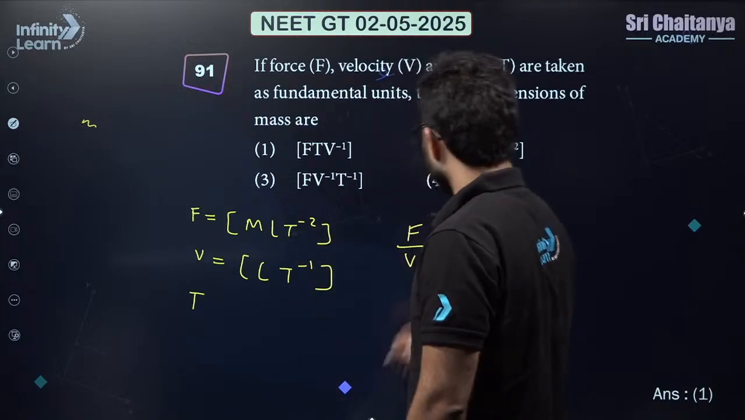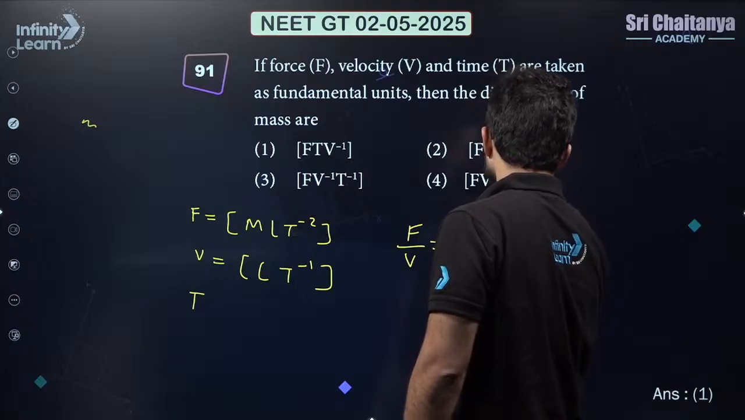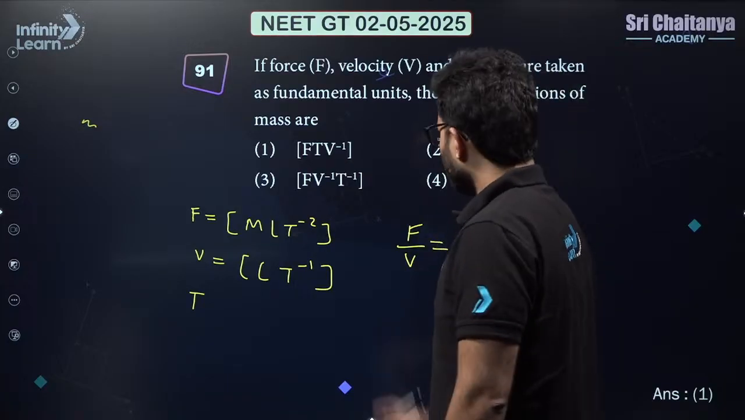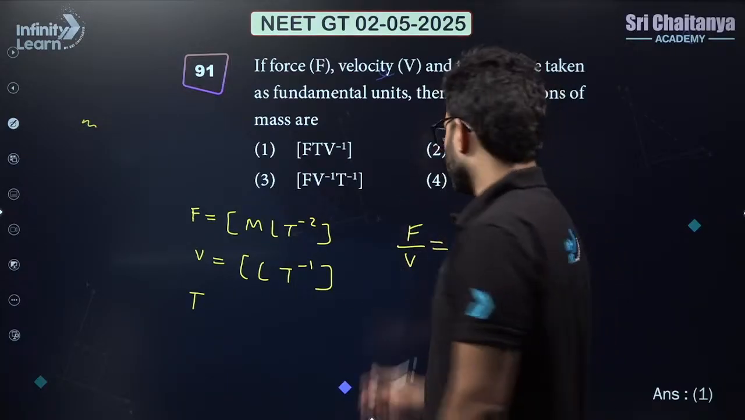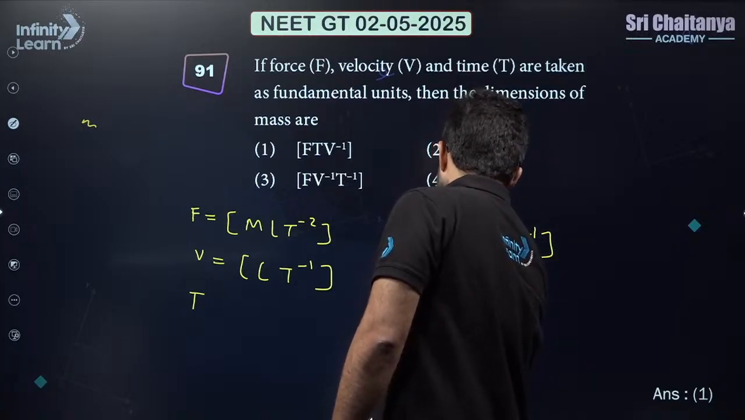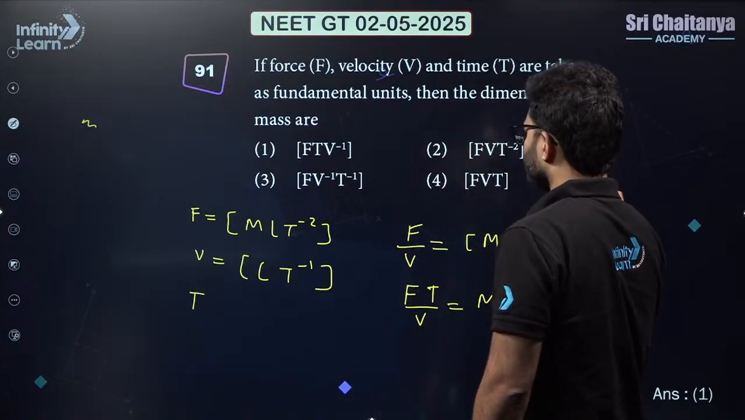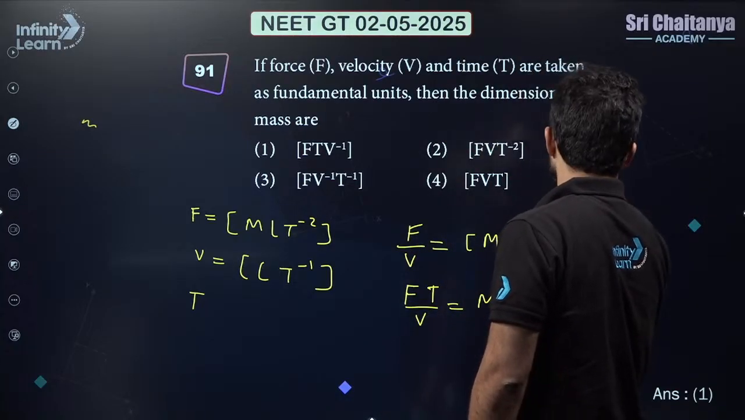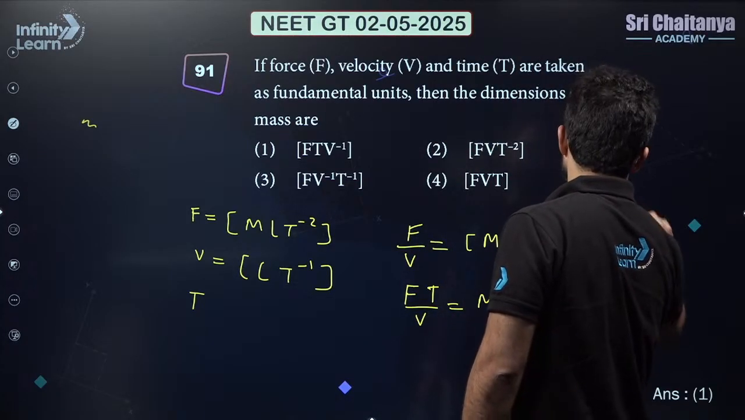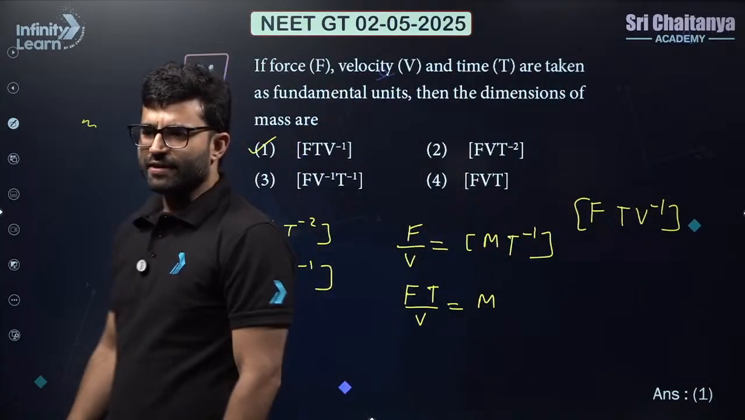If we do that, you can see that we will get M and we will get T to the power minus 1, yes? And then we can multiply this by T. So if we multiply this by T, we will get FT by V is equal to M, right? Or I can say it is nothing but F T V to the power minus 1, correct? So that is my first option. Fairly simple, right?